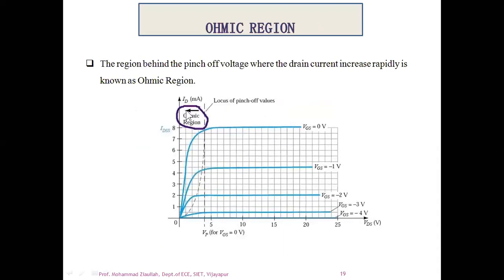Similarly, we have an ohmic region here, and you can define the ohmic region as the line behind the pinch off voltage, where the drain current is increasing rapidly. You can see all the current graphs are only increasing. There is no constant current shown in the ohmic region, because for the applied VGS values less than 0, that is -1, -2, -3 and -4, all the currents are entering the saturation region, but there is a small amount of current flowing here.